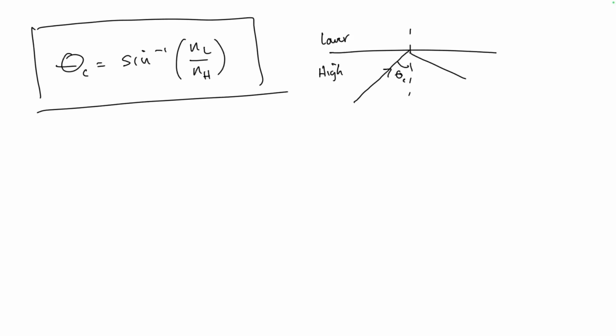So to calculate the critical angle, I know the ratio of my indices has to be a number less than 1, which means it has to be the low one divided by the high one. And then I take the inverse sine, I've got my angle and I'm done.